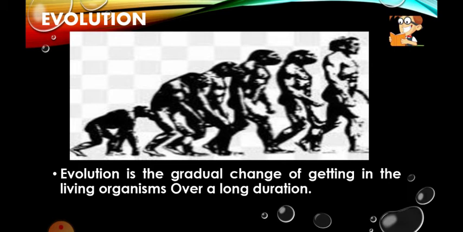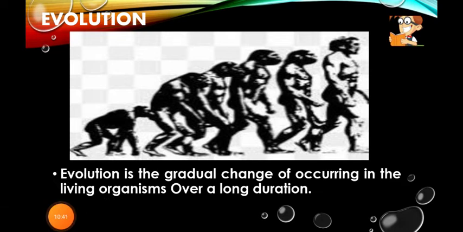That means it's a gradual change occurring in the living organism over a long duration. Now, what does this mean? It means that evolution is not a 1 day or 2 day business. It takes a lot of time for any species to evolve.